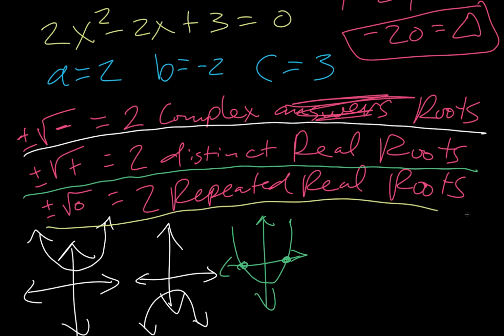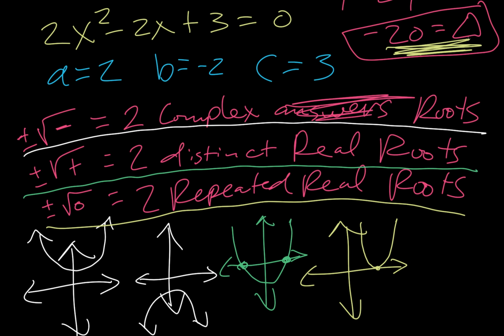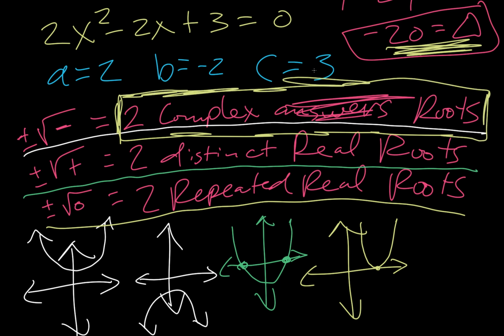And the last situation, it's a parabola that just kind of kisses the x-axis. So it's like that. Okay? And that's why we get 2 of the same answer, because it only touches one place. Okay, now going back to the question, we have almost our answer right here, but our discriminant is negative. And so that's this first case that's underlined in white. And so the answer to this one is just going to be 2 complex roots. So when it asks for the nature of the roots, it's asking for that sentence right there.